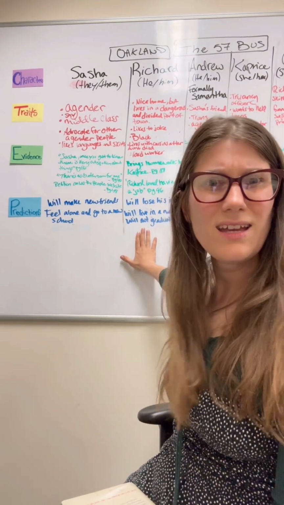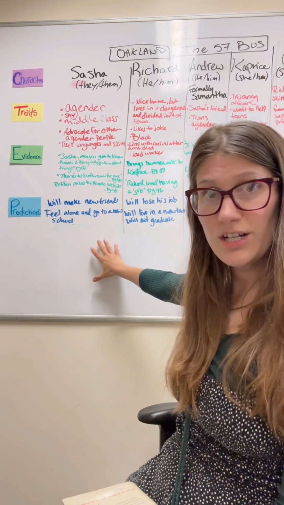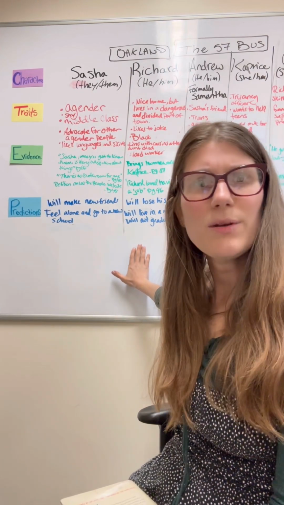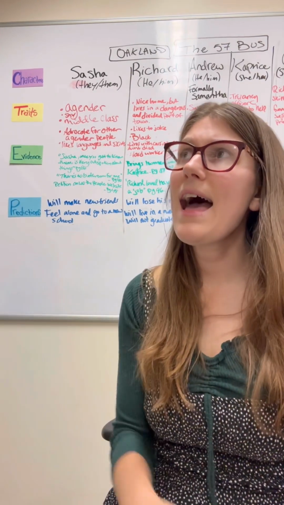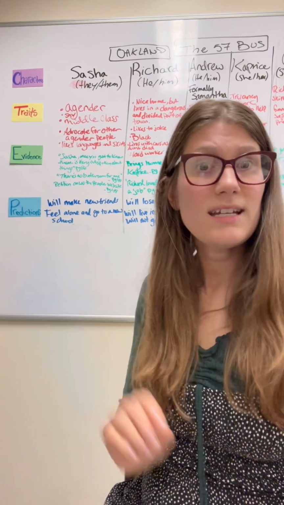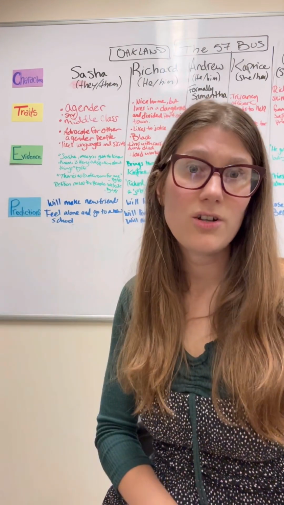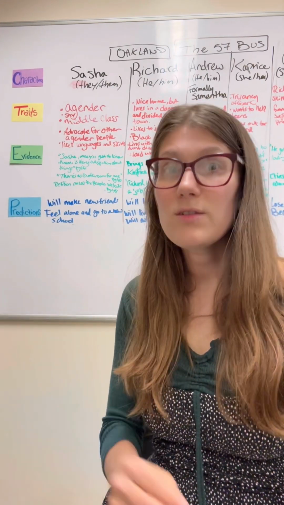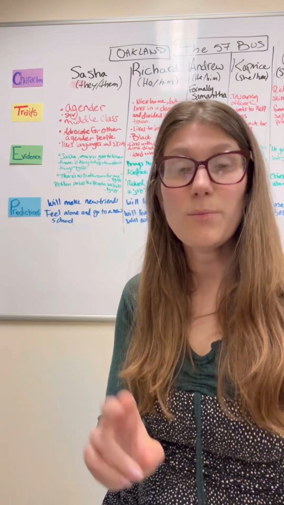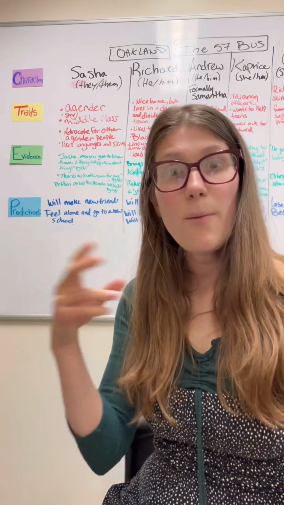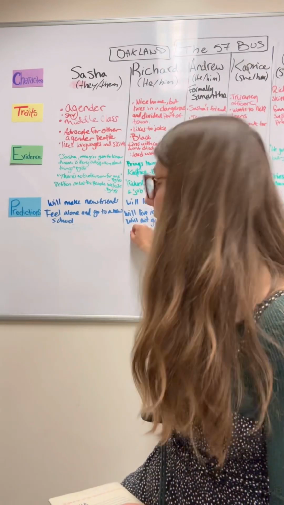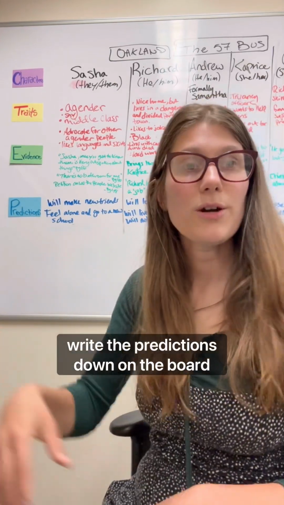So what do you think happened for predictions, right? What do you think happened between him working now and later burning Sasha on the bus? Please talk with your partner, groups of 3. Then we're going to come back and we're going to talk to them about it together, and we're going to write the predictions down on the board.